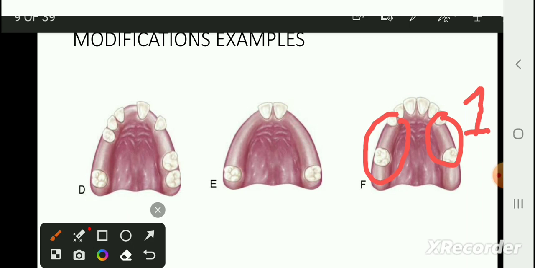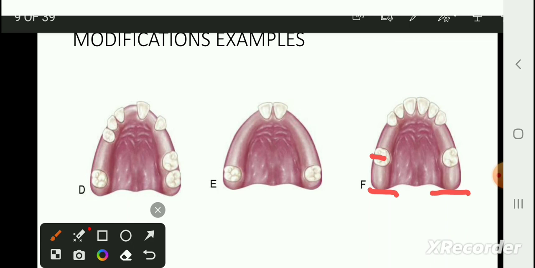So here come the other rules also. If the third molar is missing and is not to be replaced, then it is not considered. And rule number 4 says if the second molar, this is the first molar, and if the second molar is missing and is not to be replaced, it is not considered. So what is it? It is class 3, modification 1.